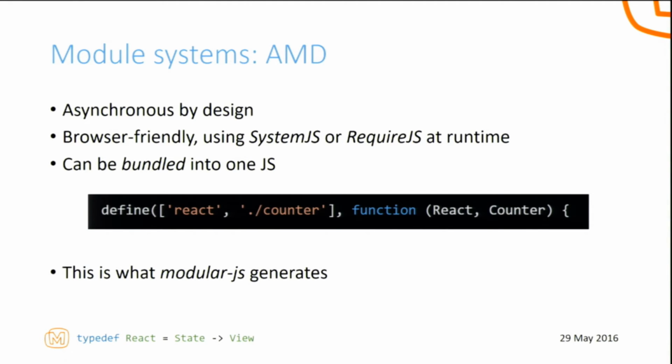Confusingly, require.js is an AMD loader, and it's not a CommonJS loader. So they are loaders, and they can work. They're friendly with the browser, so they work in the browser without bundling. But you can, and you probably want to, bundle them into one JavaScript file. And this is what modular.js generates.